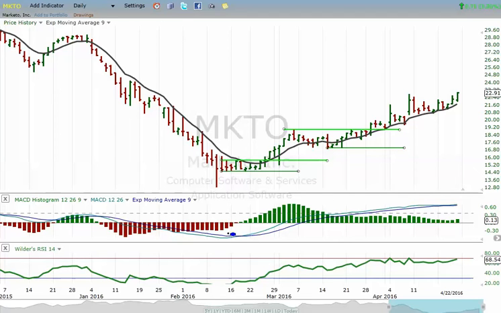You can also see down here that the MACD crossed positive. Actually, it was a little bit before that, but the MACD went positive, so the RSI crossed up through 30. So everything was kind of lining up here.